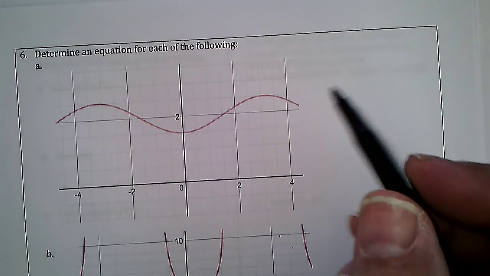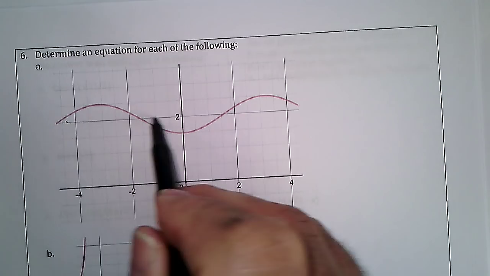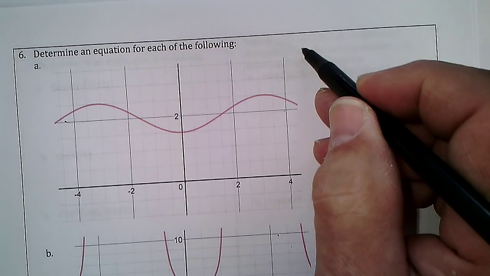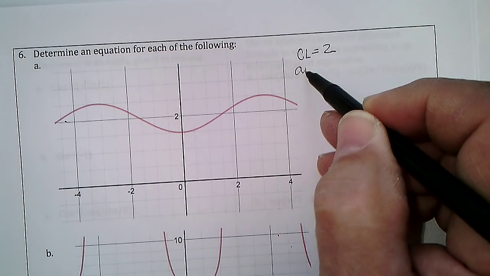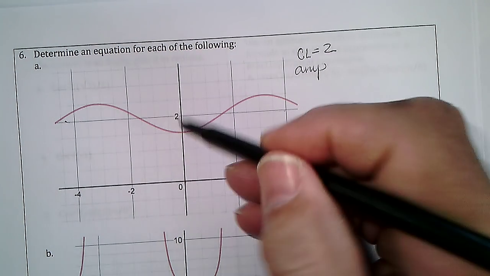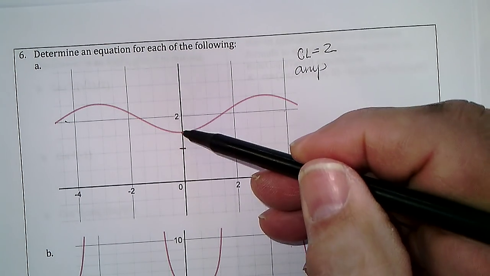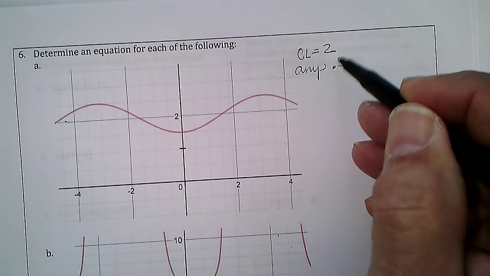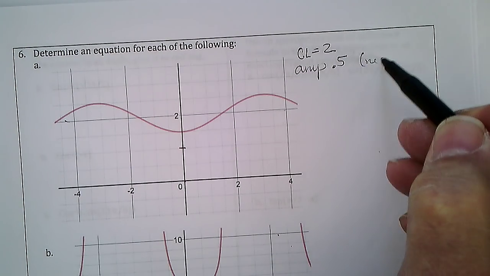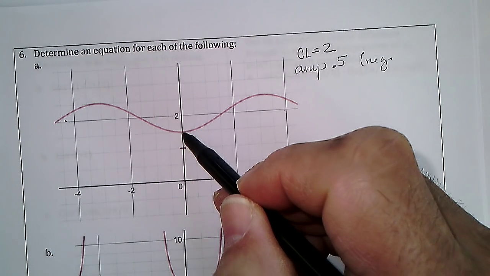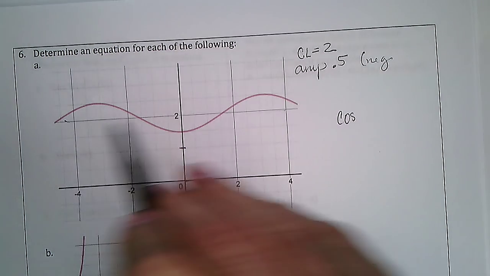Determine the equation. Okay, so center line looks like it is 2. Looks like the amplitude, looks like it goes off. Let's see if that's 2. This is 1, this is 0, so that's a half. So amplitude looks like it's 0.5. And it's starting upside down and off of the center line, so it looks like it's a cosine curve. And it doesn't look like it's shifted at all.